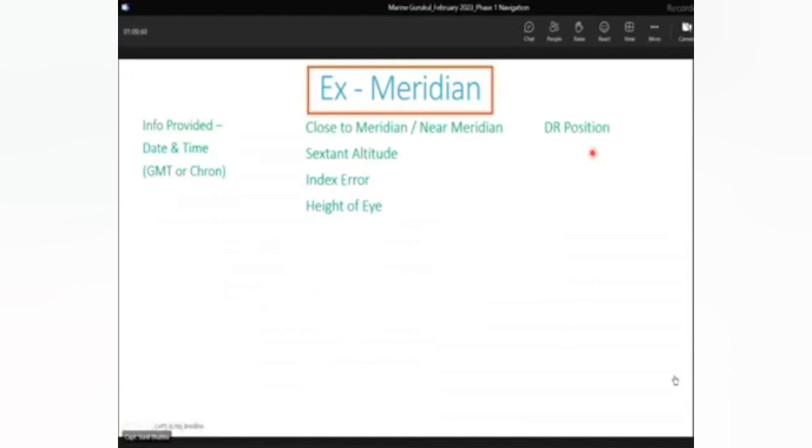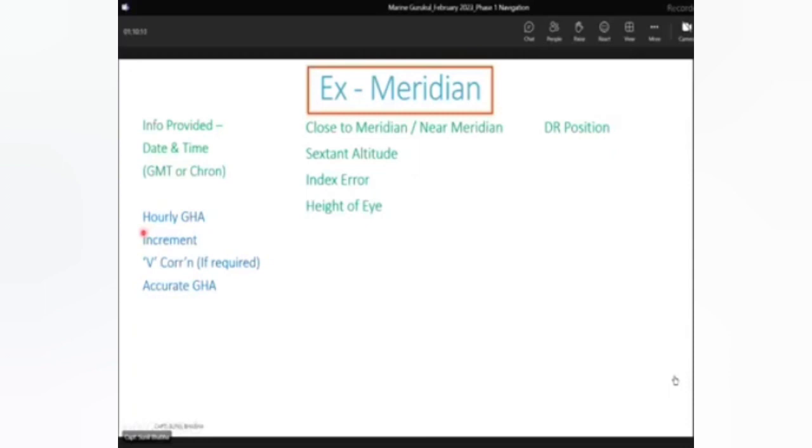Now, as far as our exam questions are concerned, wherever this indication is given, body is close to the meridian or near the meridian, the paper setter wants you to attempt this question using the X meridian method. So this is the intimation provided to us to denote that X meridian is to be used in these questions. So let's go into the procedure now. The first step is similar to what we have already done.